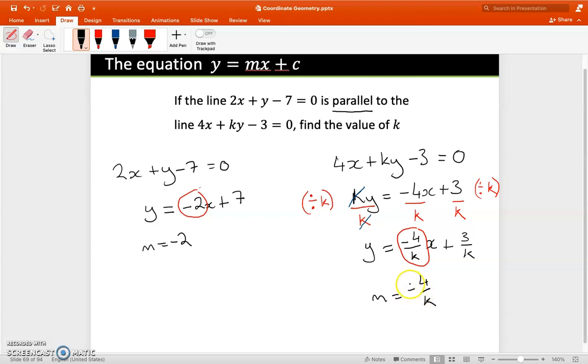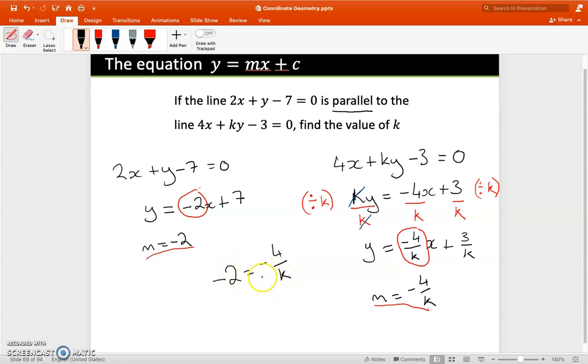So what we know is that these two lines are parallel. So this slope here, I'll just highlight it. We have this slope here and this slope here. They need to be the same, okay? If they're parallel, they have to be the same. So what this is saying is that minus 2 is equal to minus 4 over k.